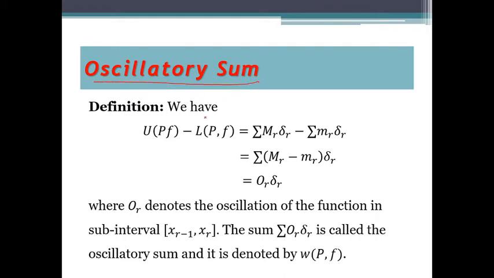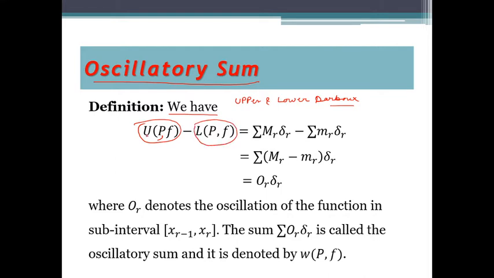We know that in the last lecture we discussed the upper and lower Darboux sums. We generally denote U(P,f) as the upper Darboux sum and L(P,f) as the lower Darboux sum.